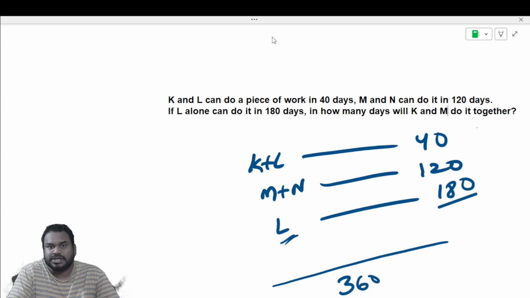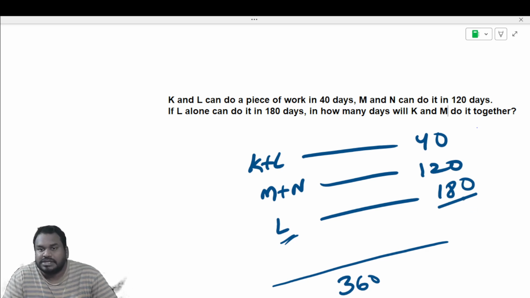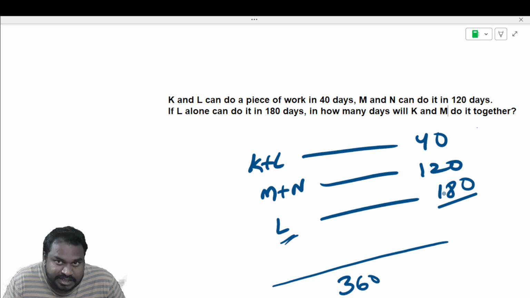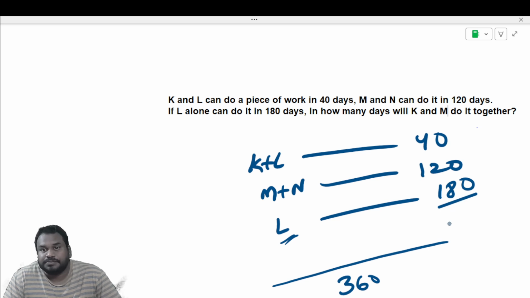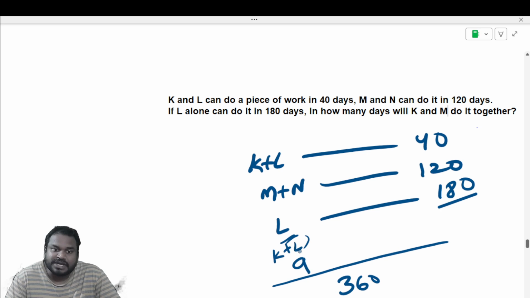Now you understood the shortcut to find the LCM. Just take the largest number out of them and multiply with 2 and check if it is divisible by the remaining numbers. If it is divisible, then that is the LCM. Otherwise, move on. So 360 divided by 40 is 9. So 9 is the efficiency of K and L.